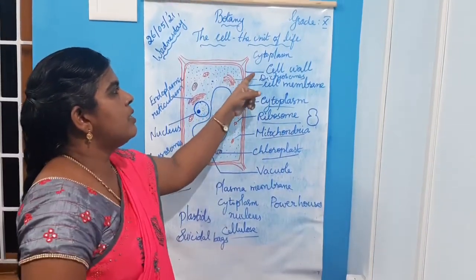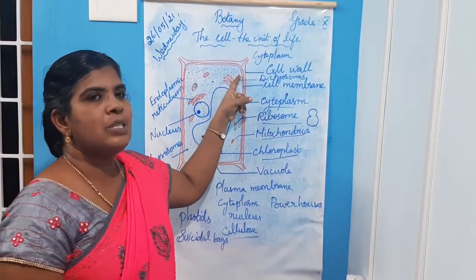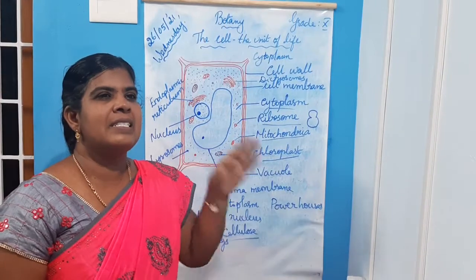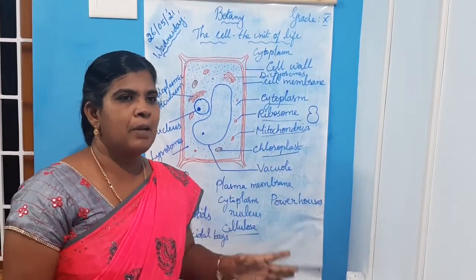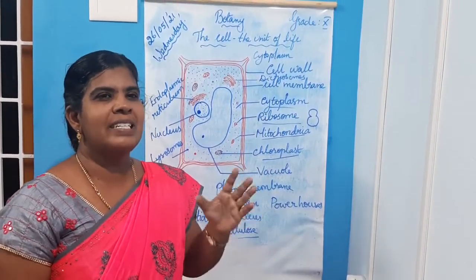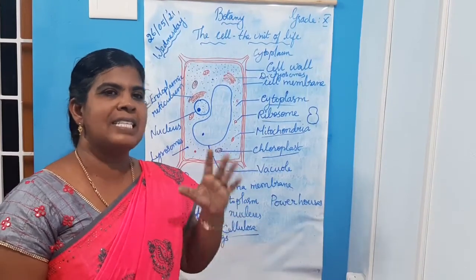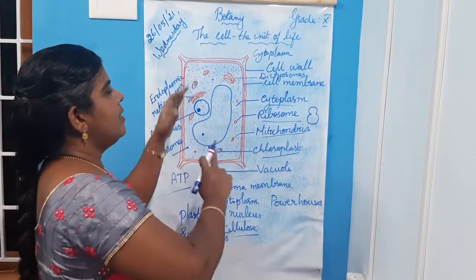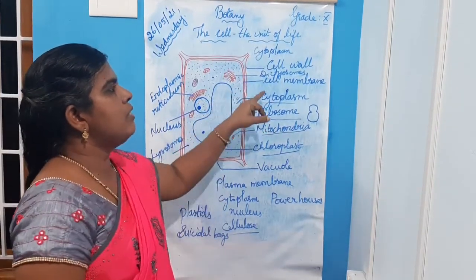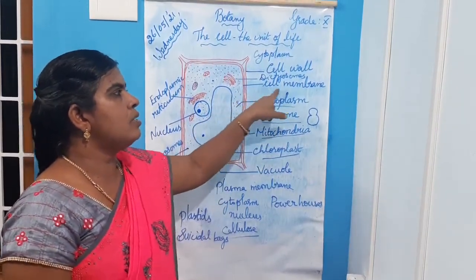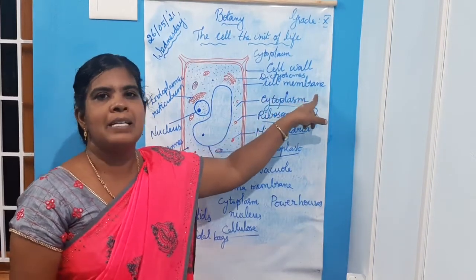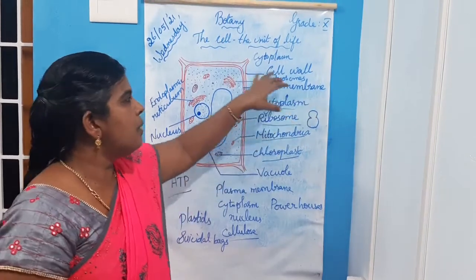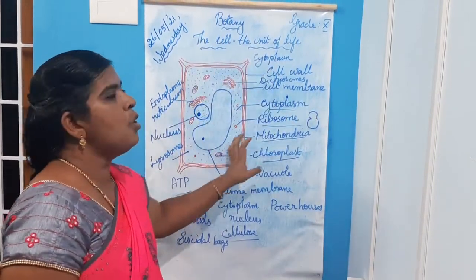Now, inner to the cell wall is the plasma membrane. This plasma membrane is semi-permeable. Semi-permeable means it can allow certain selected particles to get inside the cell. So it is a selectively semi-permeable membrane. It is also called the cell membrane or plasma membrane. This membrane encloses the cytoplasm.